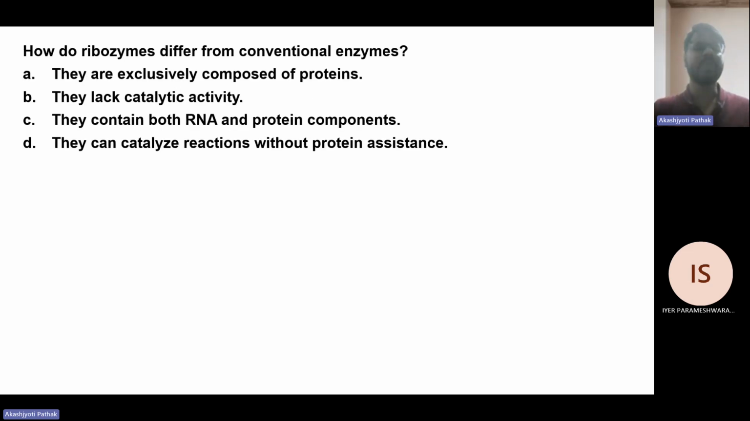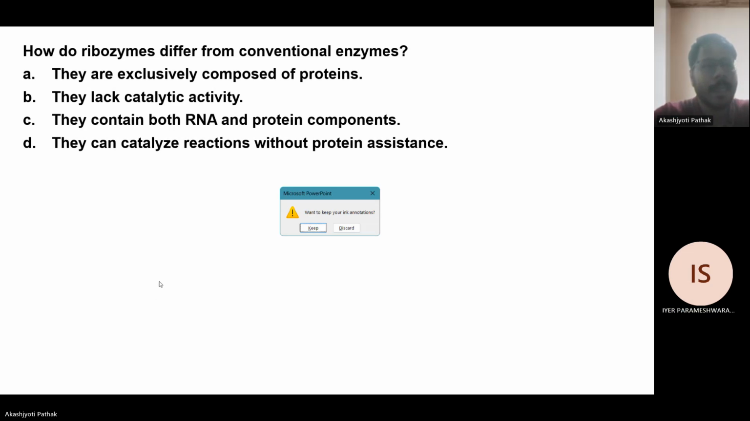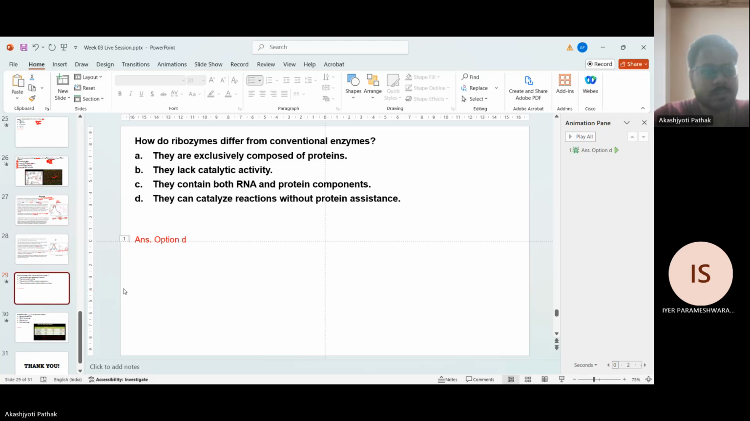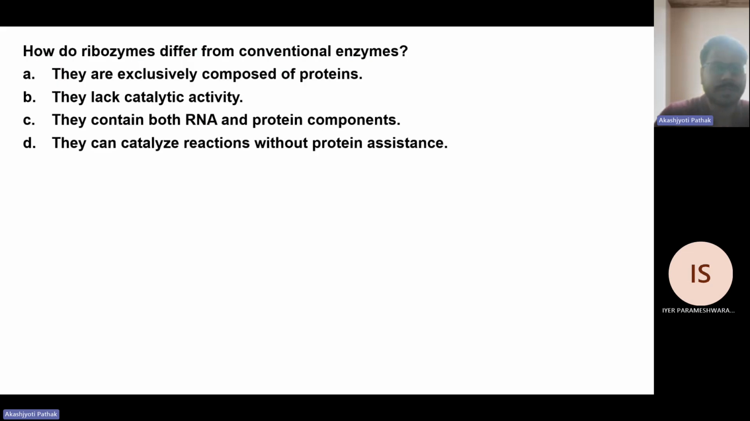How do ribozymes differ from conventional enzymes? So this and another question, these are the two last questions of today's session. So tell me the answer. They contain RNA. What? They contain both RNA and protein. Ah, they contain both RNA and protein components.